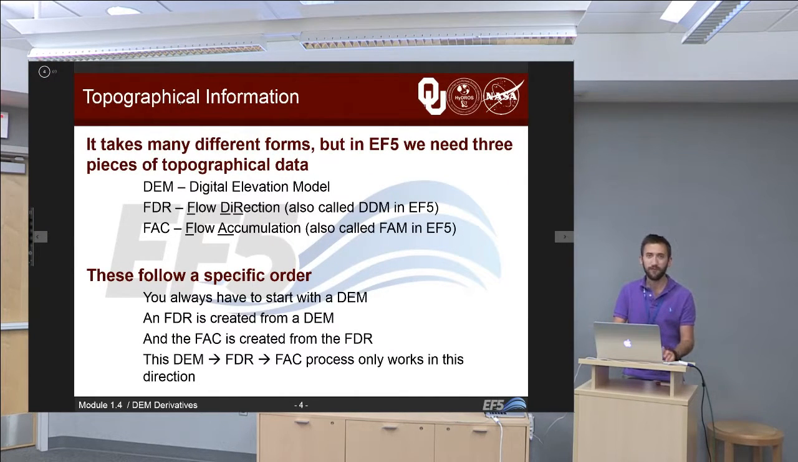It takes many different forms, but in EF5, we're going to be talking about three specific pieces of information. Those are the DEM, which stands for Digital Elevation Model, the FDR, which stands for Flow Direction, also called a DDM within EF5, and the FAC, which stands for Flow Accumulation, or FAM in EF5. These always follow a specific order. You always start with a DEM, you create the flow direction map from that, and then you create the flow accumulation map in your last step from the flow direction map. So that process works only in that direction. You can't generate an FAC and then go backwards. You always start with a DEM, then the FDR, then the FAC.